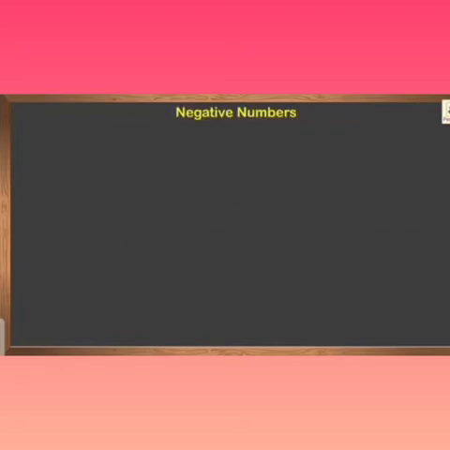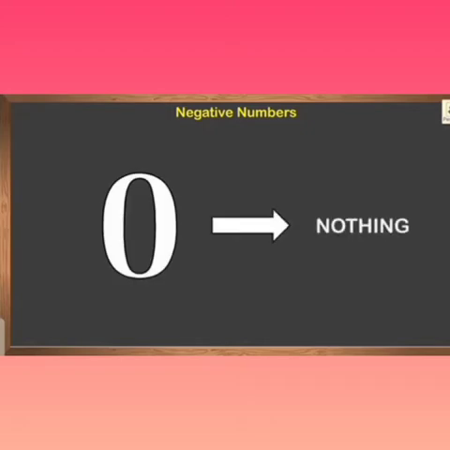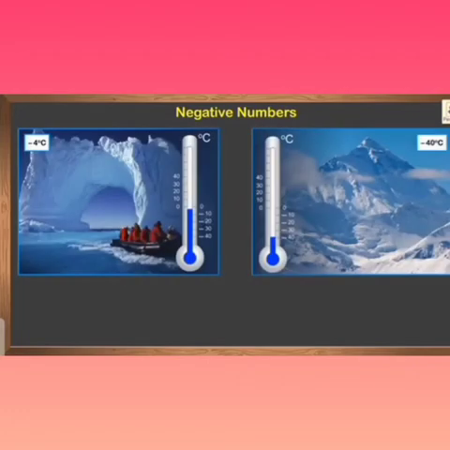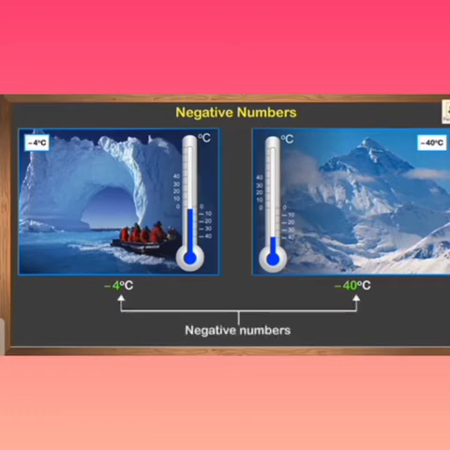Negative numbers. Let us first understand what negative numbers are. We know that 0 means nothing, but there are instances in real life when we use numbers that are less than 0. For example, in a few cold regions in the world, the temperature goes below 0 degrees Celsius, that is, -4 degrees Celsius, or even below -40 degrees Celsius. The numbers -4 and -40 are less than 0 and are called negative numbers.